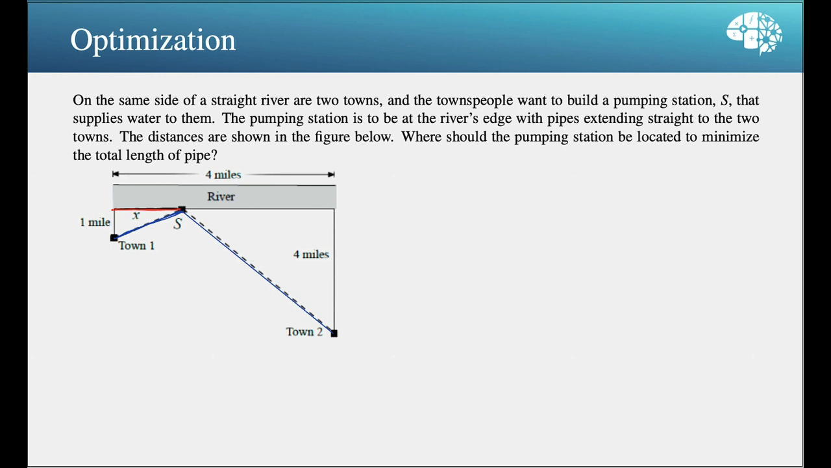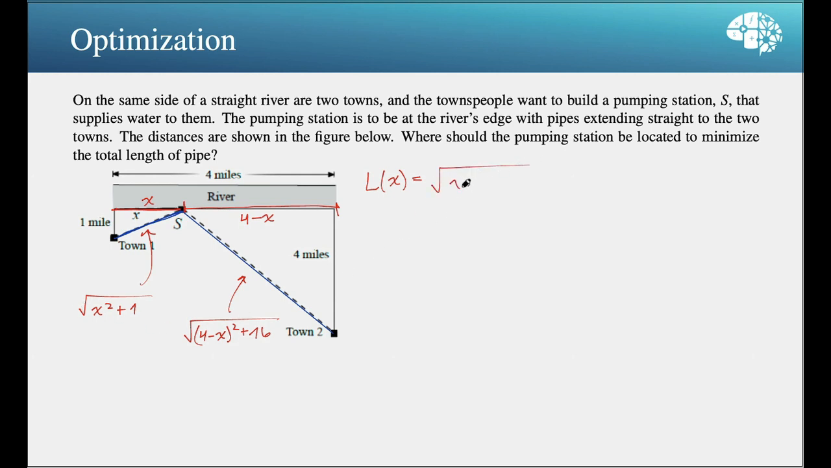Let me first just point out that if this distance right here is x, then the distance here is going to be 4 minus x, because that's this distance along the river. And of course, we've got 1 there and 4 there. So this distance here, by the Pythagorean theorem, is the square root of x squared plus 1. And this distance right here, again by the Pythagorean theorem, is the square root of (4 minus x) squared plus 4 squared, which is 16. And we just add those two things together.